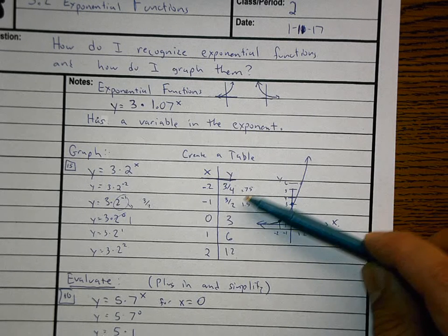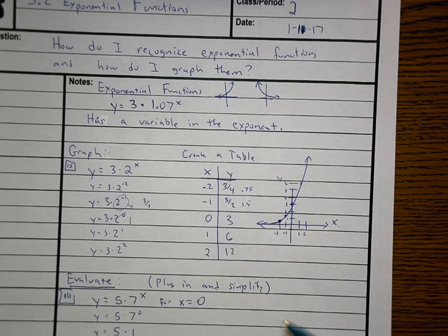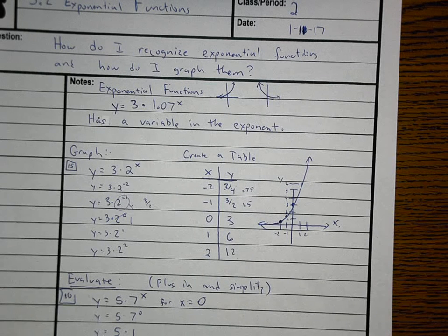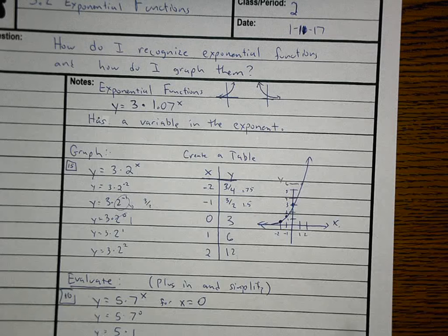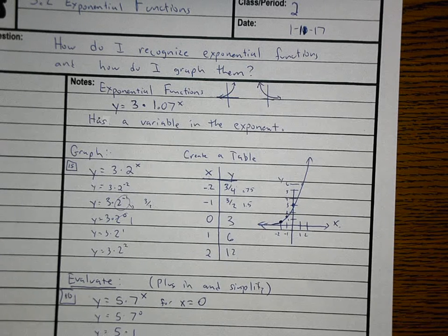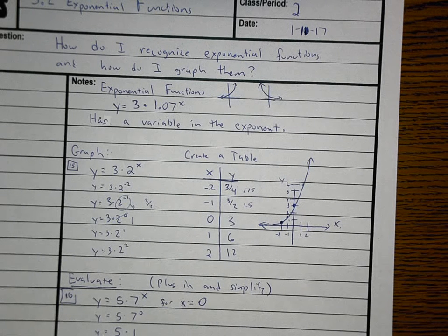Are they multiplied by 2? Are they always multiplied by 2? If so, it's exponential. If you're adding or subtracting, that's going to be something different. That's going to be linear. And that's something that you're going to have to know the difference of between 5.2 and 5.3.